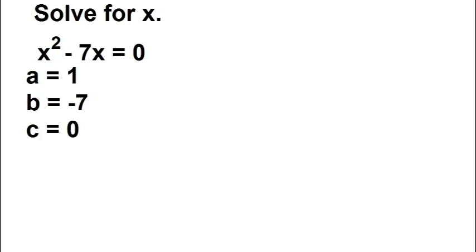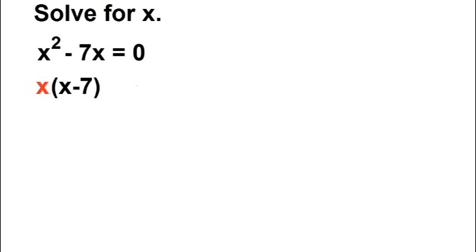Since the equation is already written in standard form, let's factor x squared minus 7x. Factor out the common monomial factor, which is x, then divide each term by the CMF. x squared divided by x is x, negative 7x divided by x is negative 7. The equation is x times the quantity x minus 7 is equal to 0.